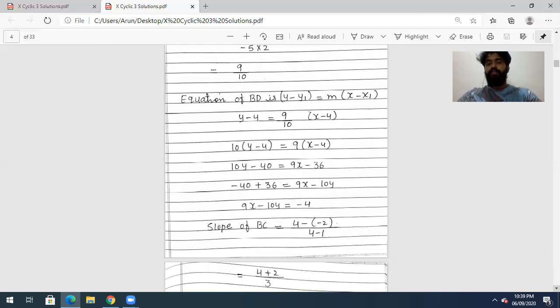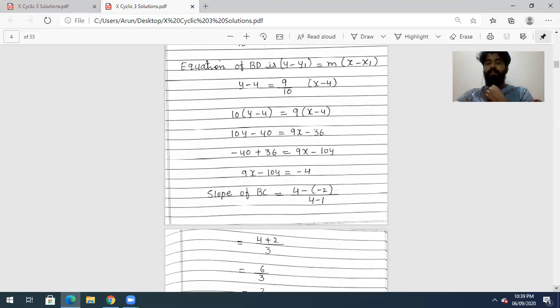We get y minus 4 is equal to 9 by 10 into x minus 4. Cross multiply, open the bracket. So we have 10y minus 40 is equal to 9x minus 36. We'll get x and y on one side and the number on one side. So we have 9x minus 10y is equal to minus 40 plus 36, which is minus 4. So we get the equation of BD as 9x minus 10y is equal to minus 4.